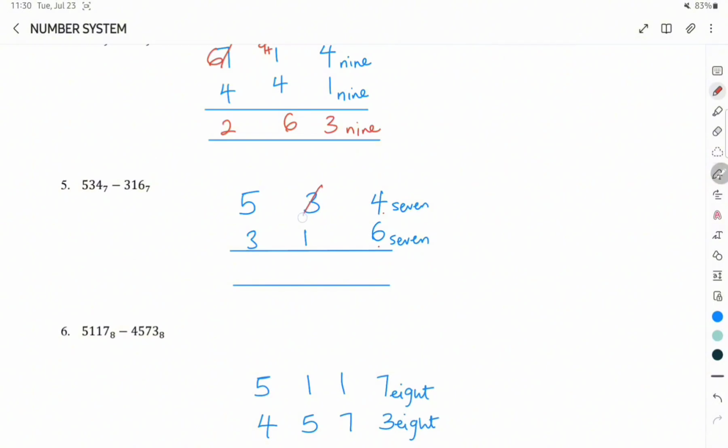Then the next question: I cannot take away 6 from 4, right? So I borrow 1 from here. So that will be left with 2. Now, the one that I borrowed represents 7, because we are working in base 7. So 7 plus 4 will be 11. So 11 minus 6 is 5, right? 2 minus 1 is 1, and 5 minus 3 is 2. So the answer is 215 base 7.